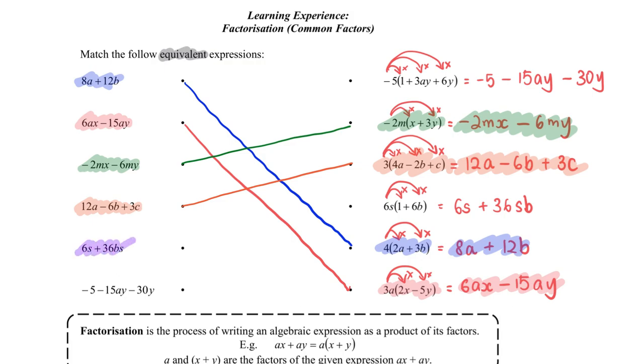6a plus 36bs, 36bs and 36sb is the same. They are equivalent. And so we will have this, and the last, negative 15ay, negative 30y. That will be this expression here.